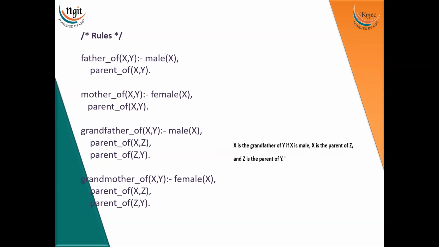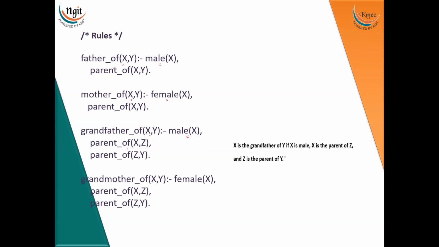Here, father of X comma Y, that is, X is a father of Y. When X is a father of Y, definitely X should be male, and X is a parent of Y. Similarly, X is a mother of Y; definitely X should be female. And see here, X is a grandfather of Y and X should be male, and X is the parent of Z and Z is the parent of Y.